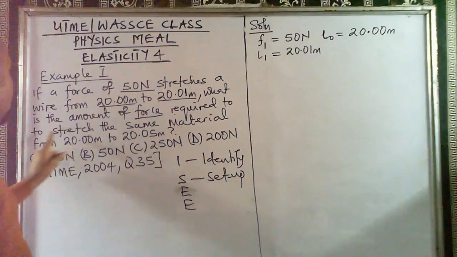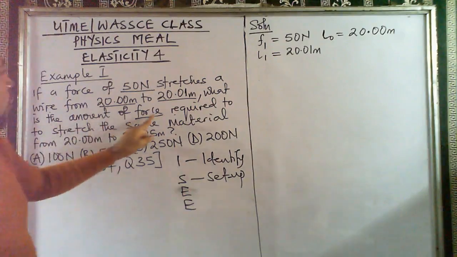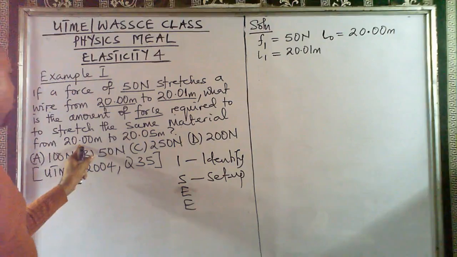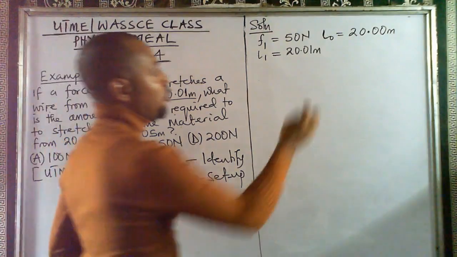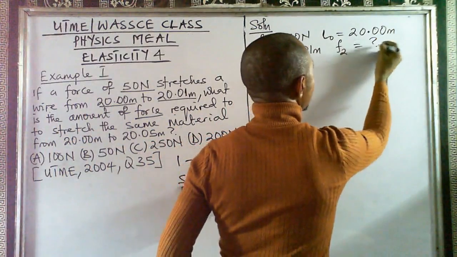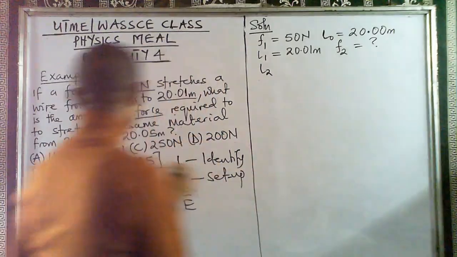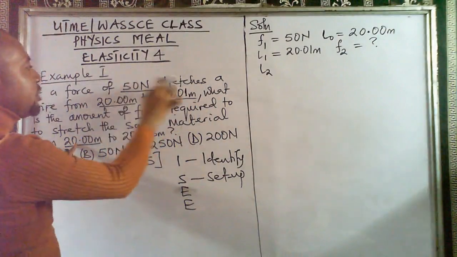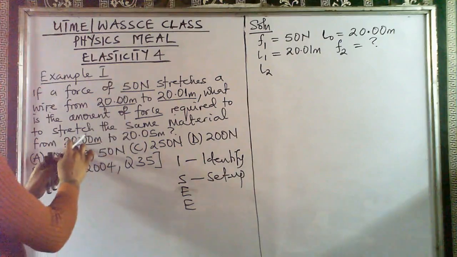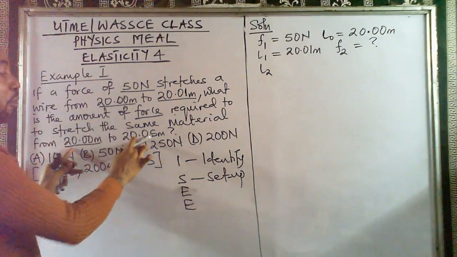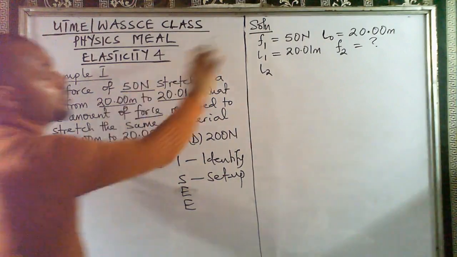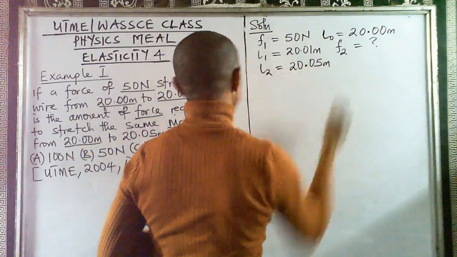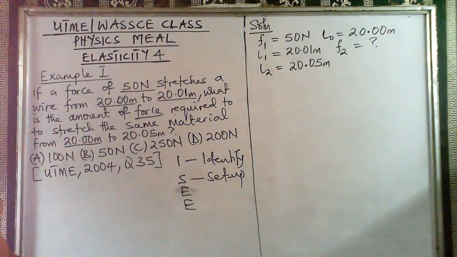Now they say, what is the amount of force required to stretch the same material from what? From this to this. Okay. What force is required? So we are looking for the second force that will produce a new length. Remember, this is still the original length. This 50 newtons moved the original length to this new length. Now, which force will move it from its original length to what? To 20.05. We are not going to write this again because it's the original length. So L2 now is 20.05 meters. Okay, so what force will do that?